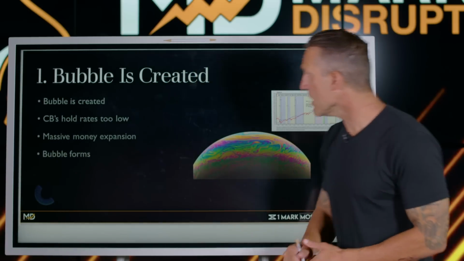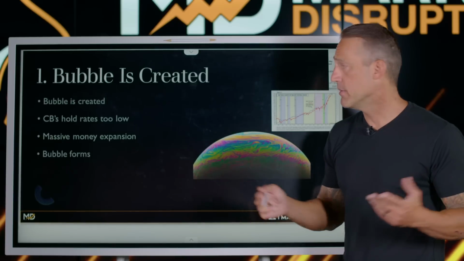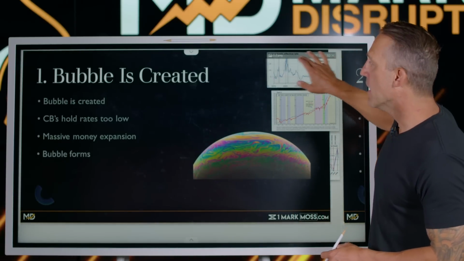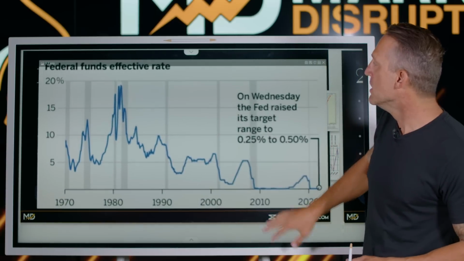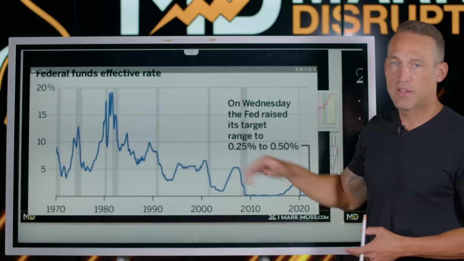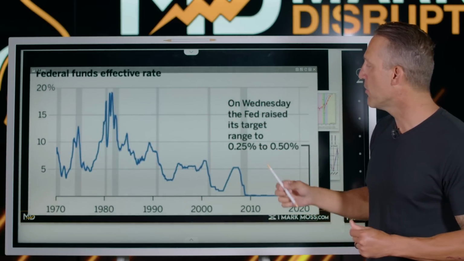So step one, the bubble's created, right? We talked about this. The central banks hold the interest rates too low. Here's an example of the Federal Reserve of the United States, the federal funds rate. This is the price of money. A lot of people don't realize this, but you actually buy money. You use money to buy things, but we also buy money.